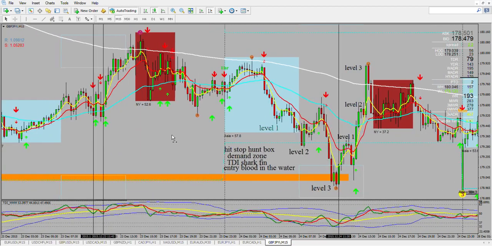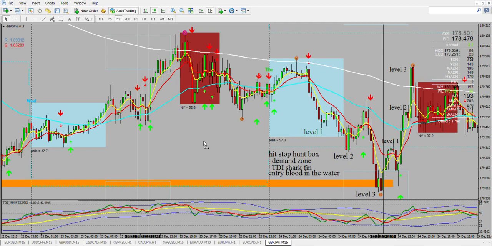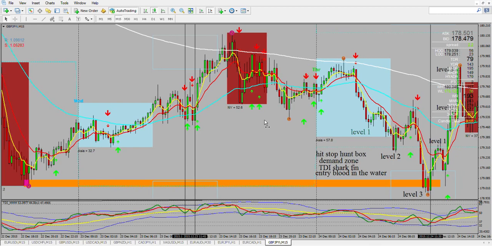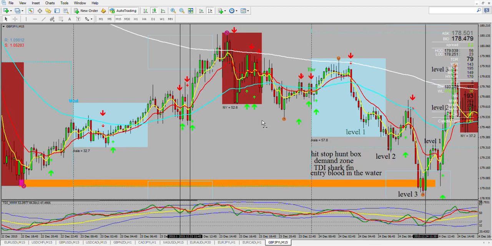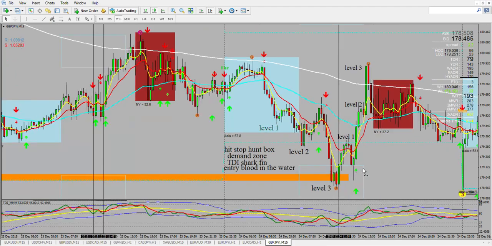Oh, this was a very nice setup. I saw the day before Christmas, but I didn't get up to trade because I thought the market was already closed. You see this right here? We got a perfect demand, like, makes me mad even looking at it. This demand zone, this orange box, respected the demand zone.